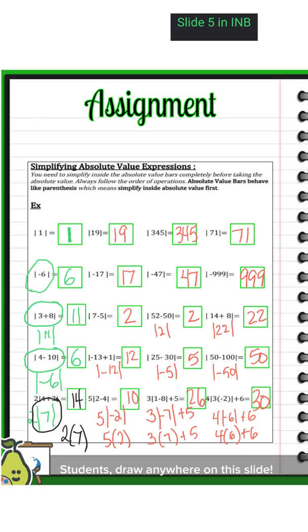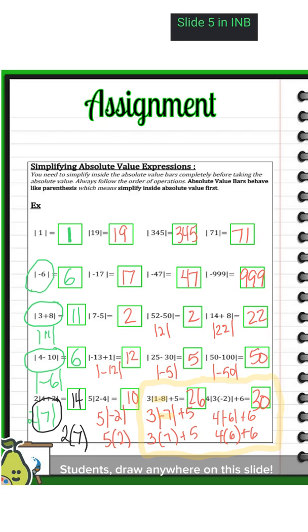All right, go ahead and check your answers. I want to draw attention to these last two problems right here. I want you to pay attention to the order of operations. We go ahead and complete what's on the inside of the absolute value bars. So the absolute value of 1 minus 8 is the absolute value of negative 7. But then you have to do that first.